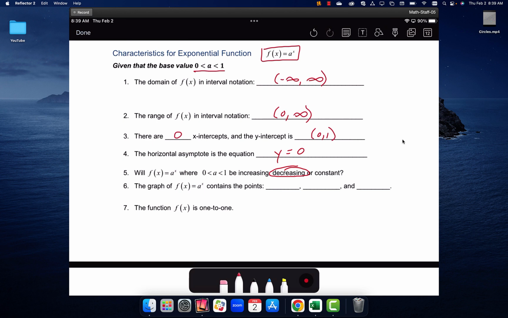Some special points that will always be on that generic a to the x: -1, 1 over a, 0, 1, and 1, a. Notice these are slightly different than the previous graph. Don't worry about memorizing those. Also note that the graph is 1 to 1. It passes the horizontal line test. So all of these characteristics and the characteristics from the previous example, don't worry about memorizing these necessarily. You can always just look at a graph and determine this information if you need it later. These are not things you necessarily need to have memorized.